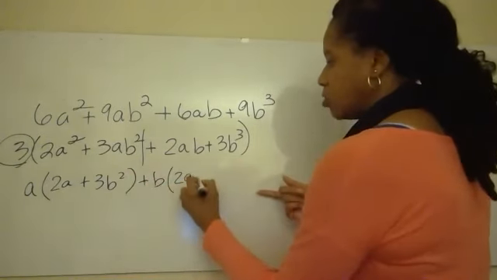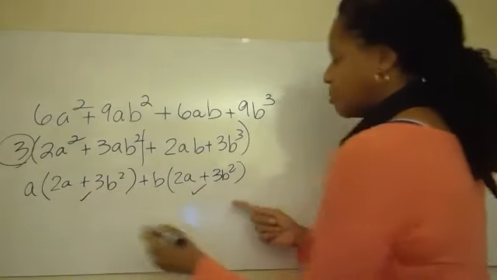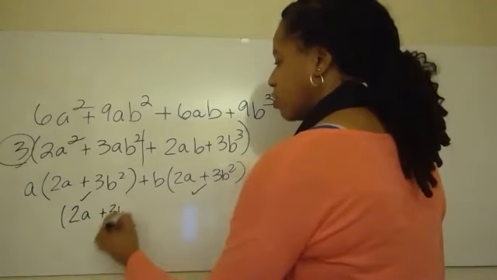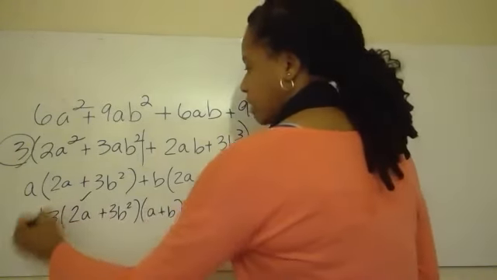So it's going to be a 2A plus a 3B squared. Once you see the parentheses match, you know you did it correctly. So 2A plus 3B squared times A plus B. And then the 3 comes down in front.